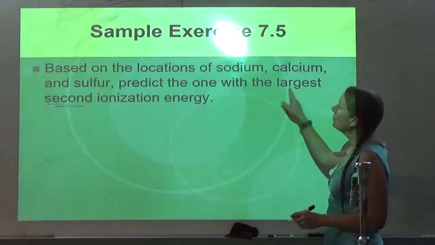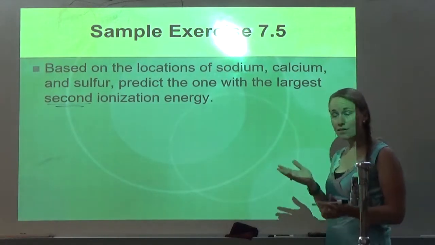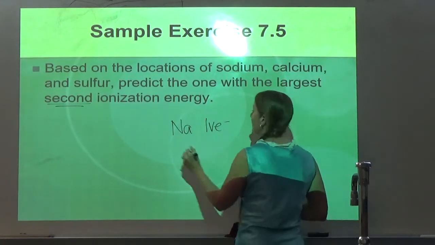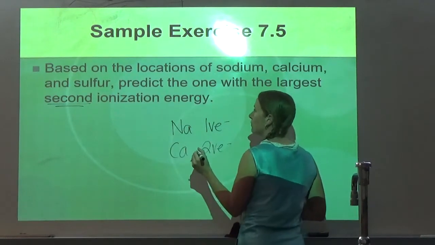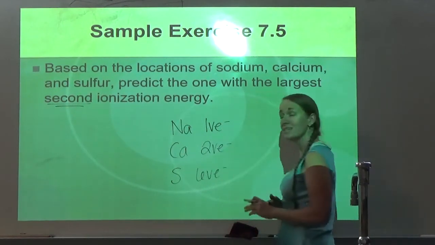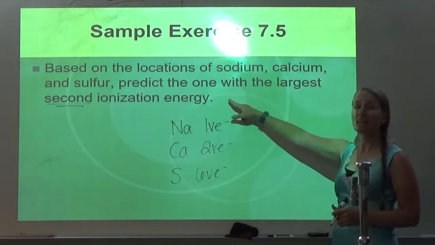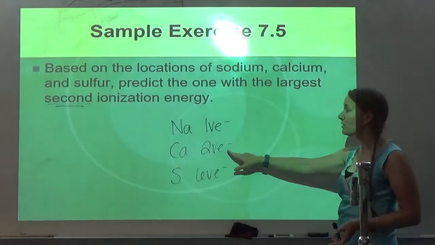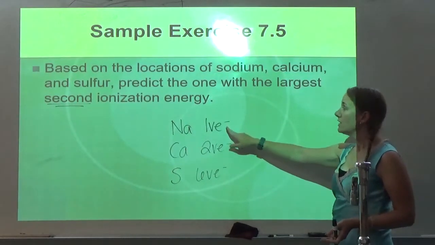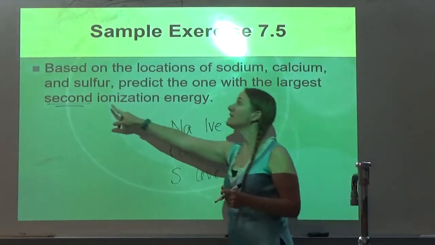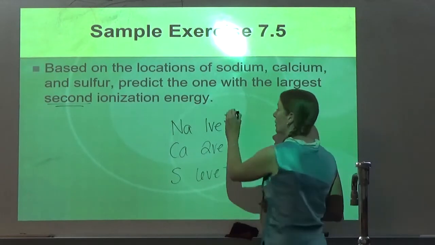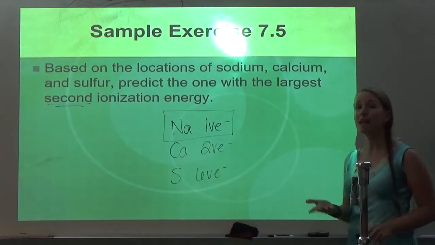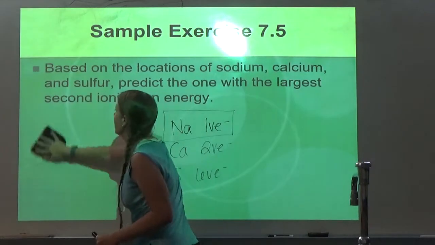Who has the largest second ionization energy? Let's look at our valence electrons. Sodium has 1 valence electron because it's in group 1. Calcium has 2 valence electrons because it's in group 2. And sulfur has 6 valence electrons because it's in group 16. I'm looking at second ionization energy. Sulfur has 2 valence electrons that can be removed. Calcium has 2 valence electrons that can be removed. Sodium only has 1. So once I do the second ionization energy, I'm removing a core electron at that point. So it would be sodium, because now you're removing a core electron. Core electrons have much higher ionization energies than valence electrons.